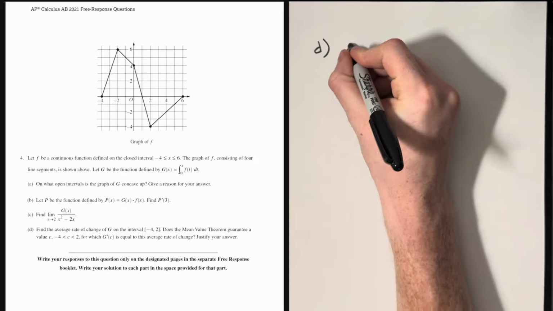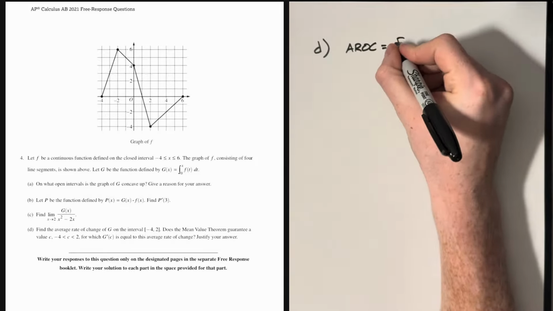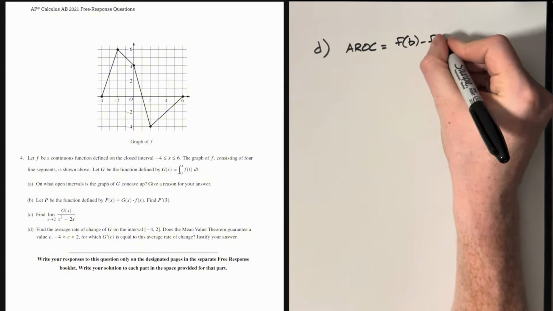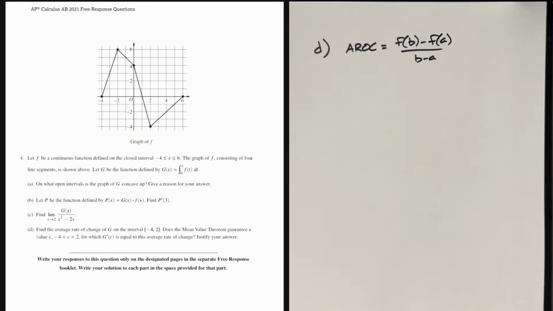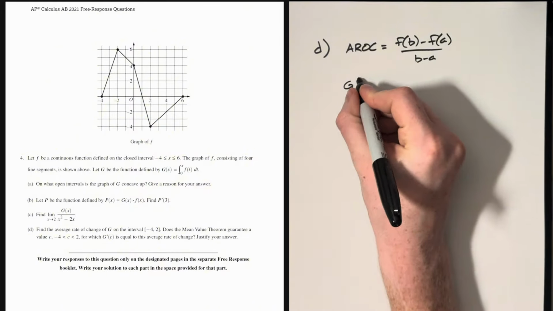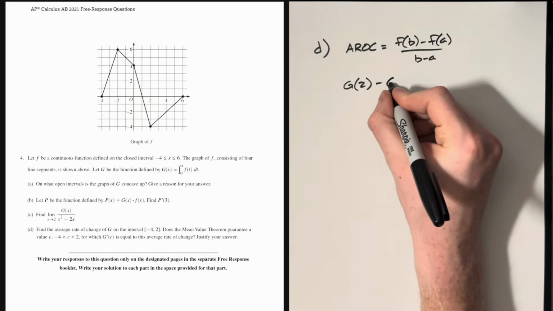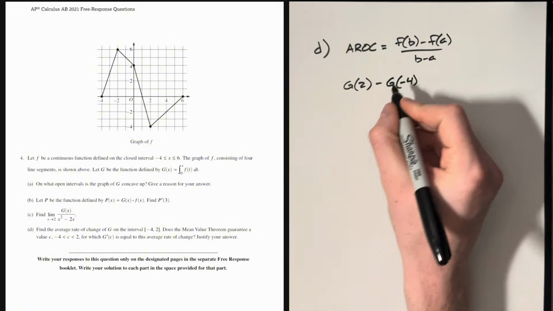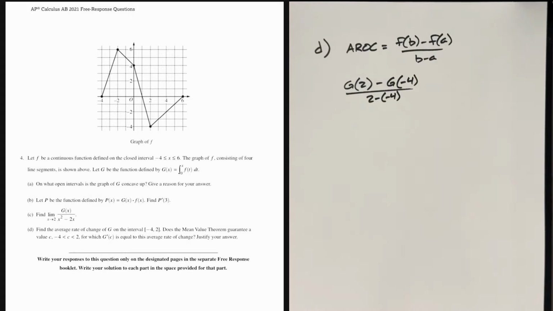Now we know the average rate of change for a function is equal to f of b minus f of a, divided by b minus a, right? But we're dealing with the function g, right? So if I were to put this in terms of g, it would be g of our right endpoint, which is 2, minus g of our left endpoint, which is negative 4, divided by 2 minus negative 4. Now, we already solved for g of 2, actually, in part C.